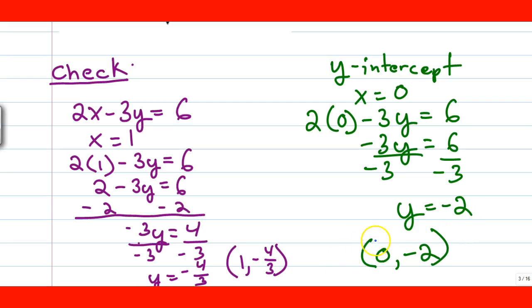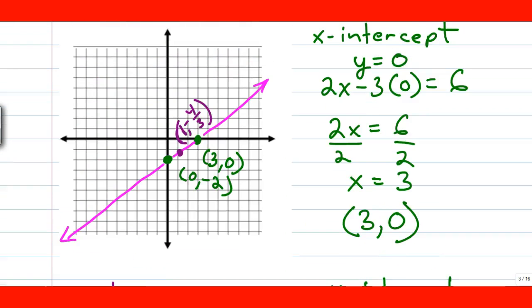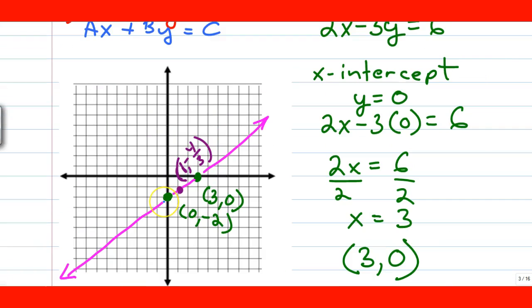So my ordered pair here is 0 for the x that I plugged in, and a negative 2 for the y, which I calculated. So I come back up here and I can now put this point on the line. So (0, -2). And 2 points make a line, so I can draw my line in.